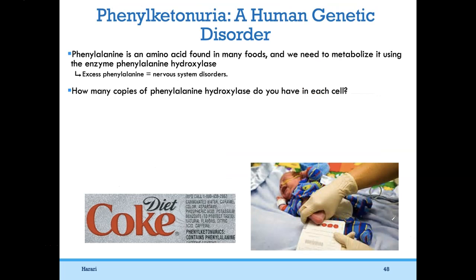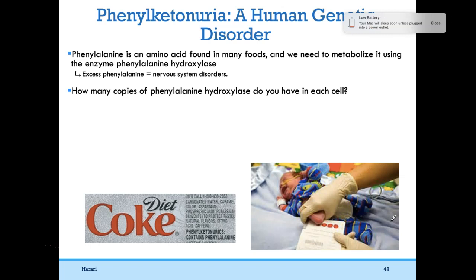So now let's transition to talking about diseases and disorders. So phenylketonuria is a human genetic disorder, meaning that it's a result of a gene deficiency. There's something wrong with the genes. So phenylalanine is a normal amino acid found in many foods, one of the 20 amino acids required for life. And we need to metabolize phenylalanine with a special enzyme called phenylalanine hydroxylase. So most of us have this enzyme that breaks down phenylalanine, and that's great.